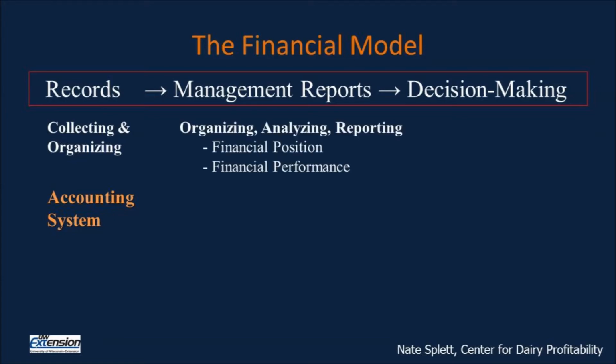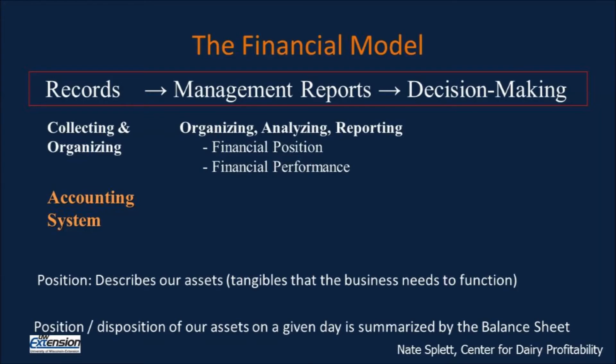Reporting allows you to organize, analyze, and interpret your records into summary statements that indicate the farm's position and performance. Position describes the assets. Assets are the tangibles the business needs to function: cash, equipment, livestock, and inventories. There are assets that the business owns, and then there are assets that others own. The position or disposition of our assets on a given day is summarized by the farm balance sheet.